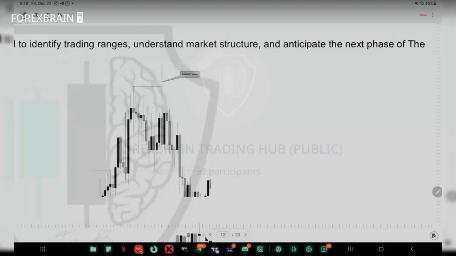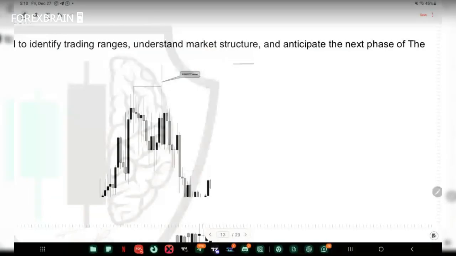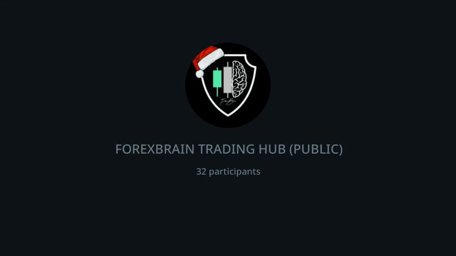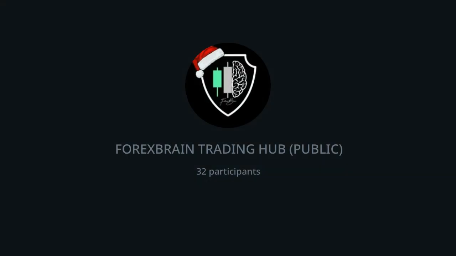I'm not supposed to explain POIs because I believe you guys would have known it. We have just 3 types of POIs that are very important. The first one is the extreme, which is the order block. The second one is the QML, the Quasimodo level. And the third one is the breaker block. These are the only 3 important ones that you really need to use.